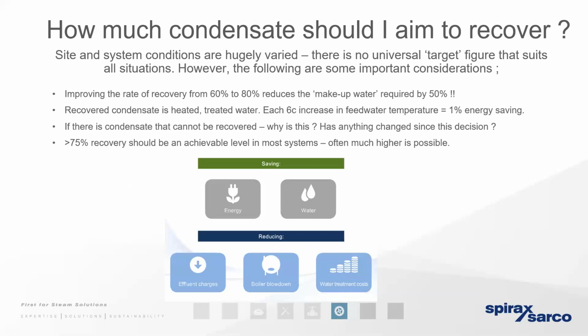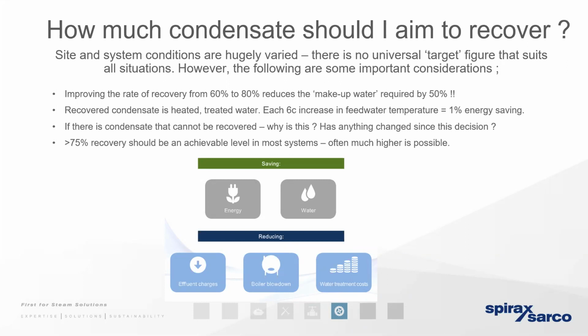100% return rate is completely unrealistic, because it's likely that we may have the occasional leaking joint. It's likely that we could have the occasional steam trap that's failed in the open position and therefore venting steam to atmosphere. And it's likely we could have a little bit of flash steam venting away. Remember, if we're losing steam, then we're losing the opportunity to recover that condensate.